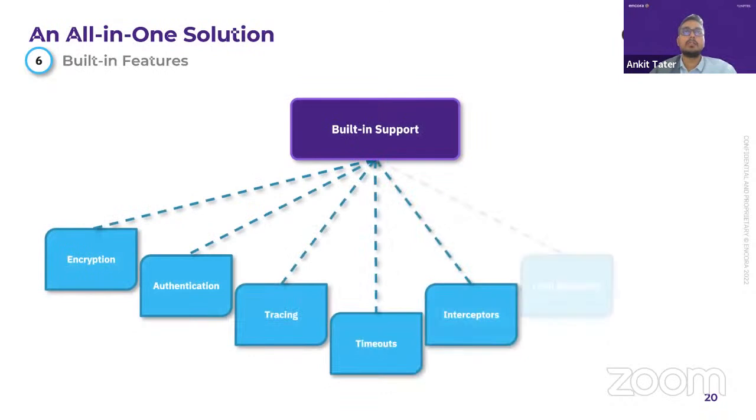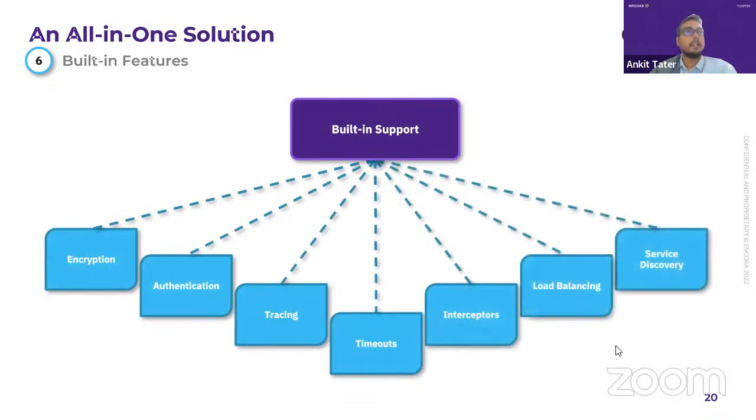So these are the built-in supports gRPC offers. It provides an encryption mechanism, which helps you encrypt the data into a binary format. Then it also provides an authentication mechanism. And next we have tracing. For example, in terms of REST, you need to manage your own tracing system and add a tracing library, but gRPC provides it out of the box.